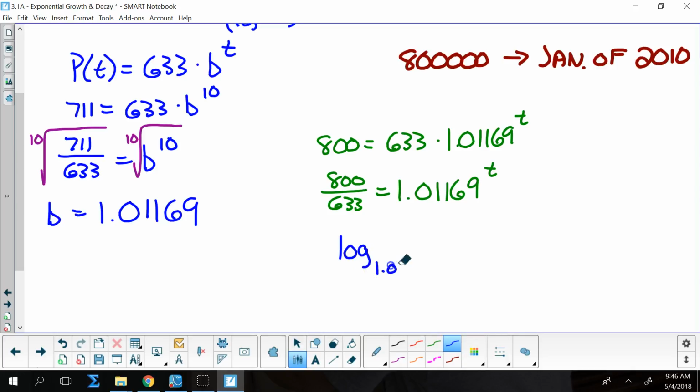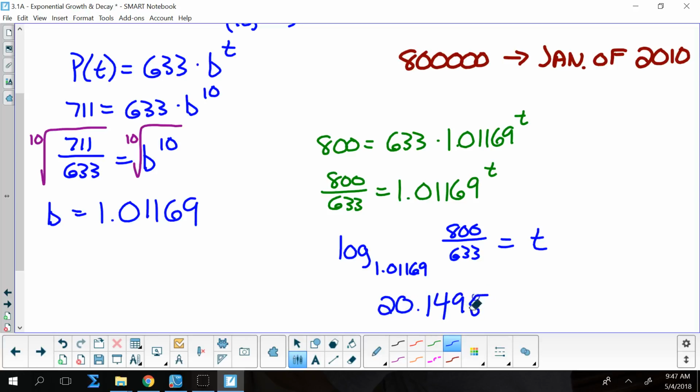That would be log of my base, that of my argument equals my exponent. And so you'd have to use change of base formula. If you had a graphing calculator, you can just type it in right as that. But if you're on a regular old scientific one, it would be log of 800 divided by 633, make sure those are in parentheses, divided by log of 1.01169. And you should get 20.1495.